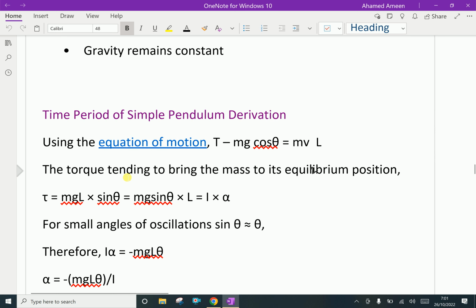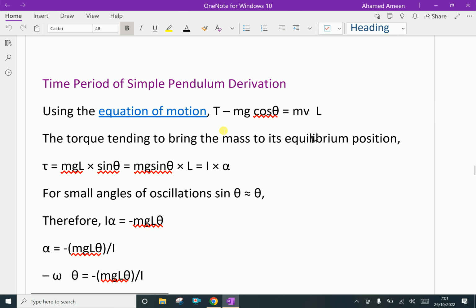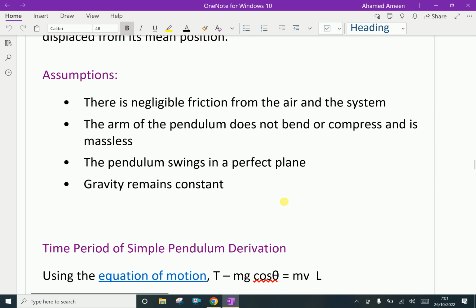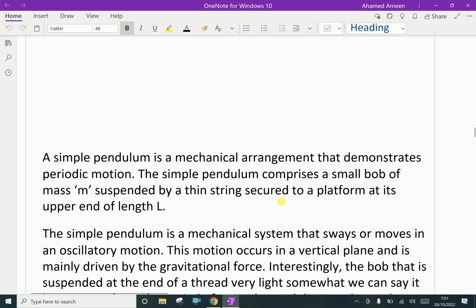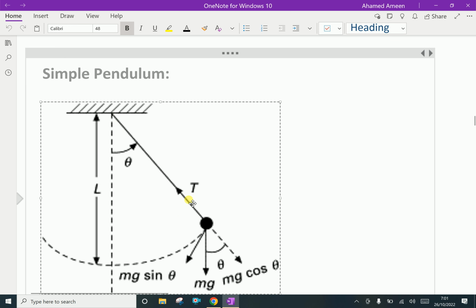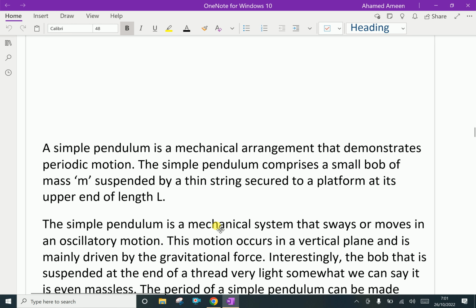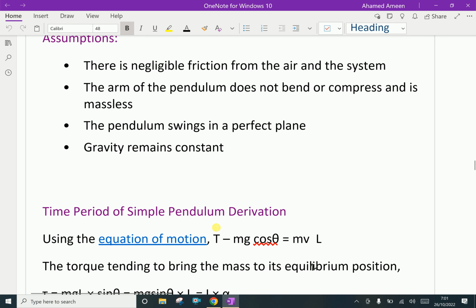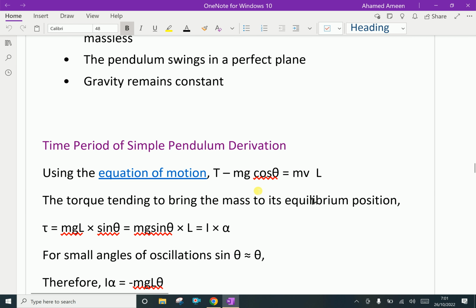Next, we will derive the equation for the time period. Using the equation of motion, we know that T, that is tension, is balanced by mg cos theta. Look at this figure. The tension of the string is balanced by mg cos theta. That is, T minus mg cos theta is equal to m v squared over L. That is the torque tending to bring the mass to its equilibrium position.